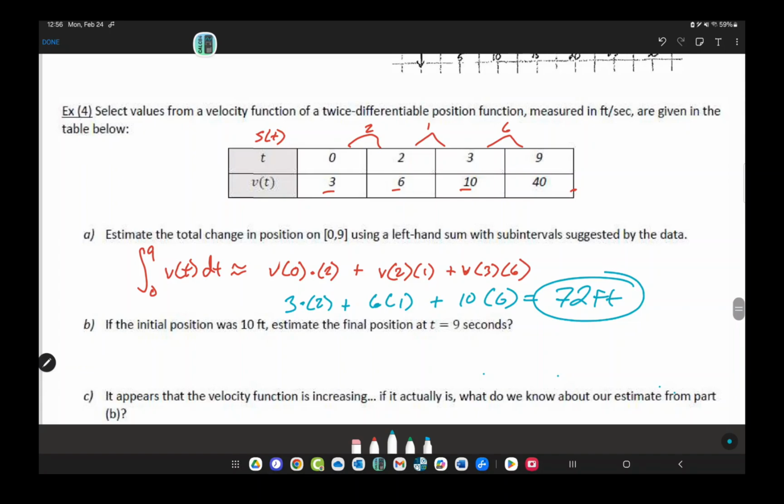So now if my initial position was 10 feet, what would my ending position be at 9 seconds? What would we do? Just add. Just add 10 plus 72, which gives you 82 feet.